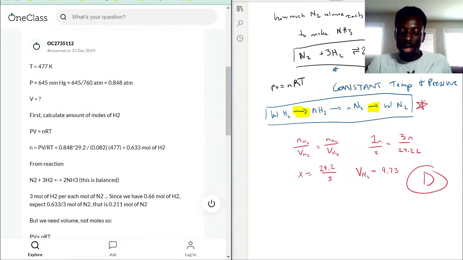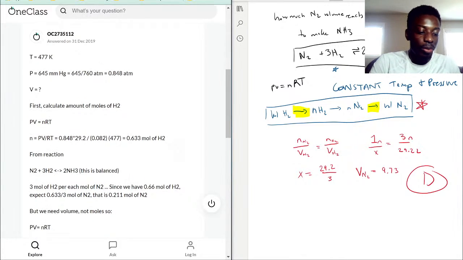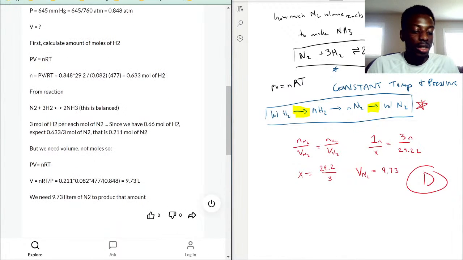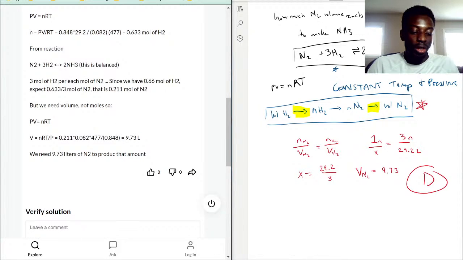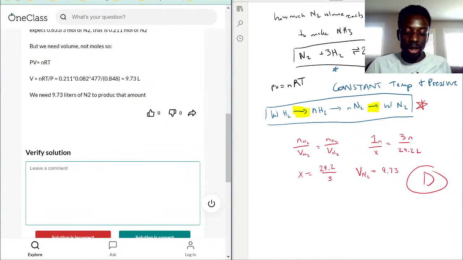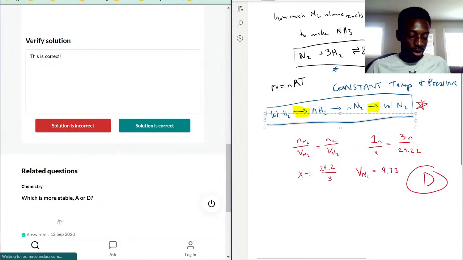As you see here, that's what they did. They used PV equals nRT, and they were able to break it down. They first went from the volume to the moles of hydrogen, and they found 0.633, and then they used that to find how much nitrogen, divide that by 3, so 0.211, and then they used PV equals nRT again to get it back to the volume, and they do end up getting 9.73. So same answer, just different ways of working it. Just make sure you pay attention to what's given to you, okay? All right, so with that, let's move on to the next question.